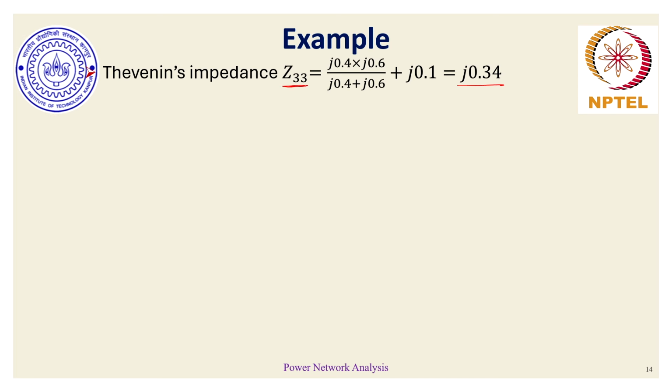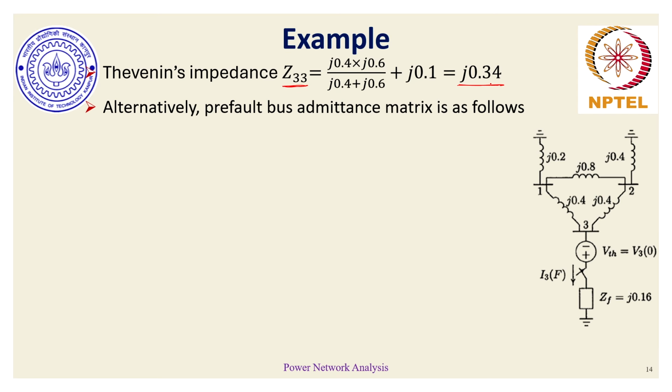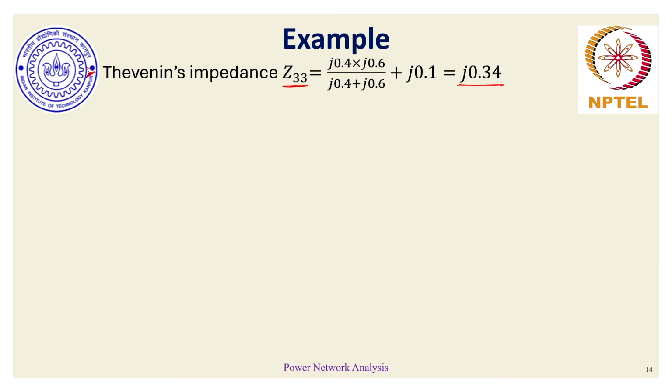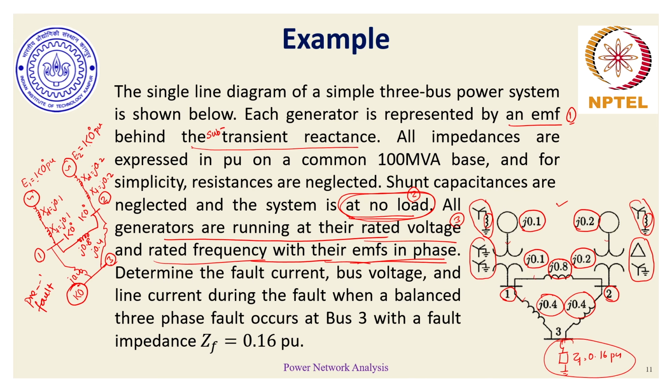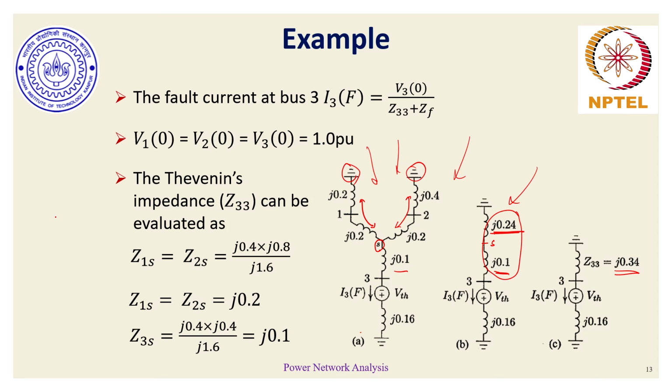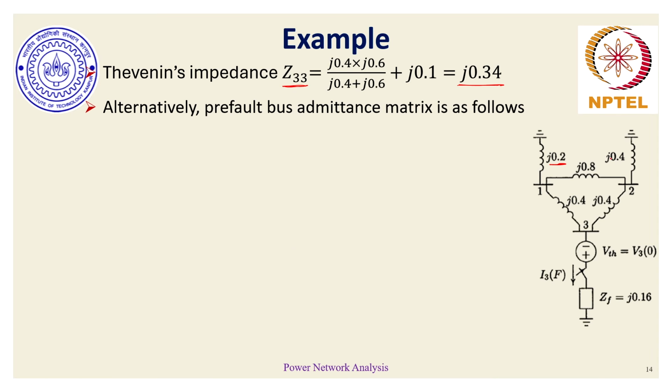Let us now try to find the Y bus matrix, Z bus matrix, and see whether the third diagonal element of Z bus turns out to be J0.34. Let's do that. So in the pre-fault condition, while applying Thevenin's theorem, we have to be careful about the pre-fault admittance part only, and our generators are all represented by their internal reactances. Transformer reactances are also there. So if I combine these two together, it becomes J0.2 as shown over here. And similarly for the other generator, it becomes J0.4, J0.2 being its own internal transient reactance, and J0.2 being the transformer's reactance.